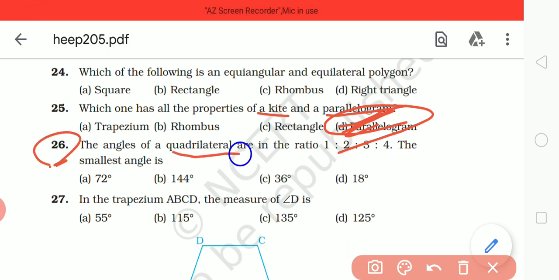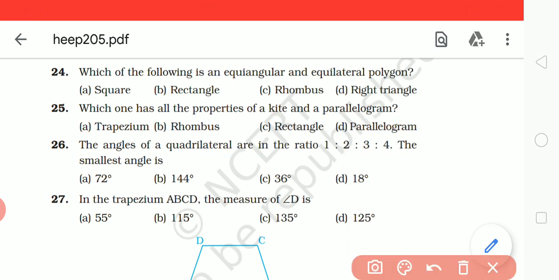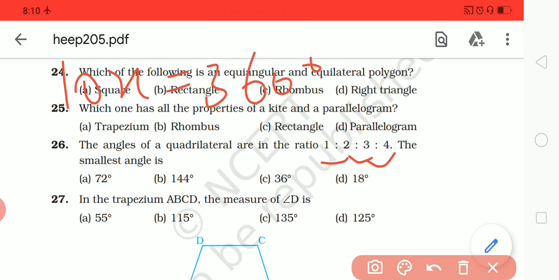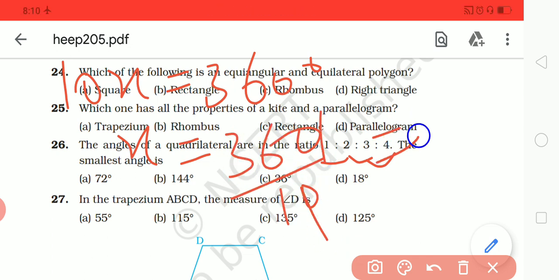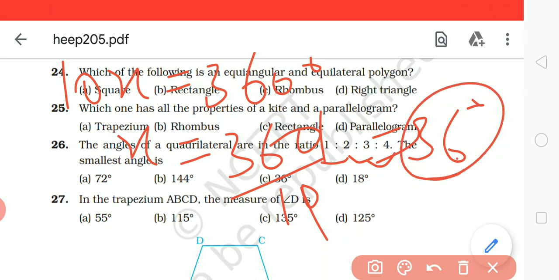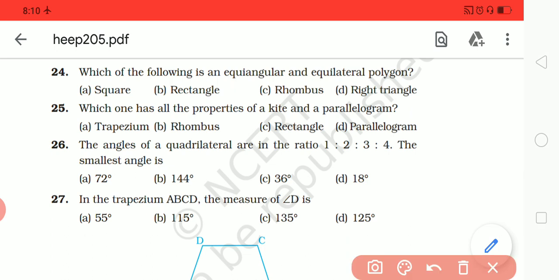26th question. The angles of a quadrilateral are in this ratio; then the smallest angle is? At first we have to find x. 2 plus 1 is 3, 3 plus 3 is 6, 6 plus 4 is 10, so it becomes 10x equal to 360, the sum of interior angles of a quadrilateral. So x equals 360 by 10, which is 36 degrees. So 36 degrees is the smallest angle, right? Because here x is 36, this is 72, this is 3 times 36, so 36 is the smallest angle.